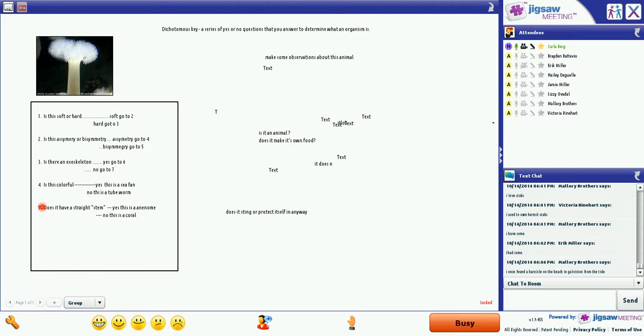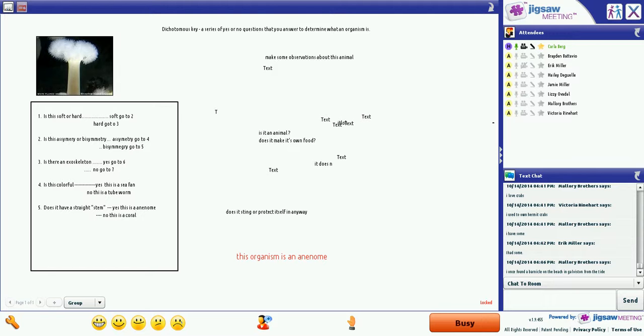Now question 5 says, does it have a straight stem? Does this appear to have a straight stem? I would say yes. So it says yes, this is an anemone. So for this dichotomous key, our answer is this organism is an anemone. And that is how you use a dichotomous key.